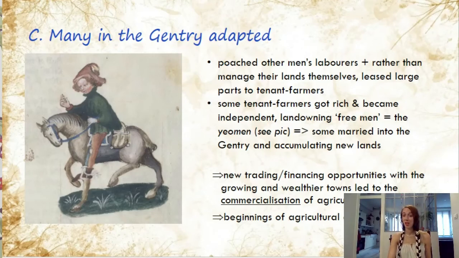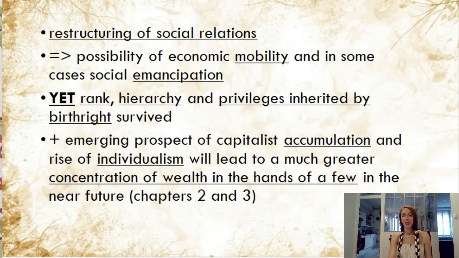Some tenant farmers got rich actually, and they became independent, land-owning free men, the yeoman. Some married into the gentry and accumulated new land. So what you've got basically, and what you need to remember, is that you've got new trading, new financing opportunities with the wealthier towns, leading to the commercialization of agricultural outputs. You've got larger lands, and then you can actually grow more and then commercialize it. In other words, what I'm describing is basically the beginnings of agricultural capitalism.